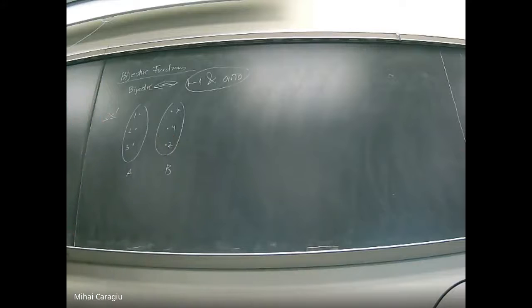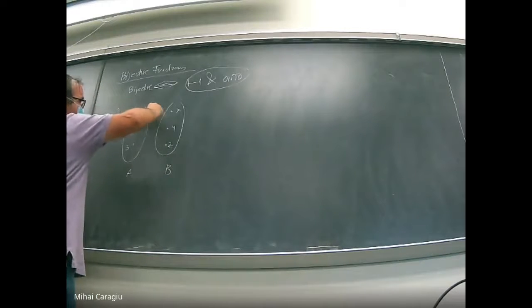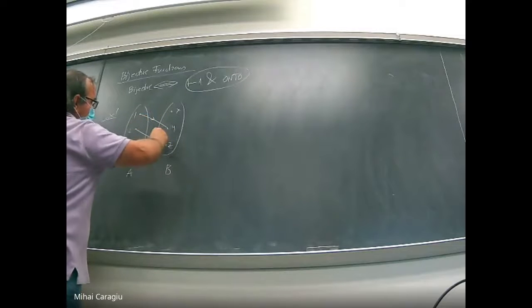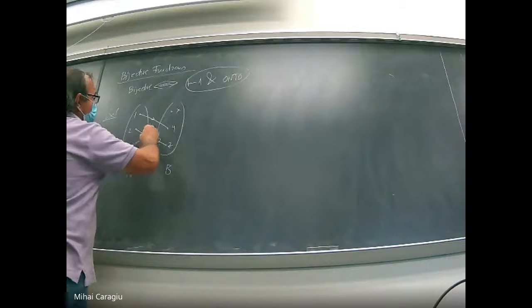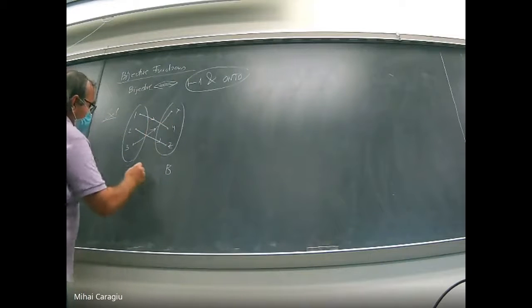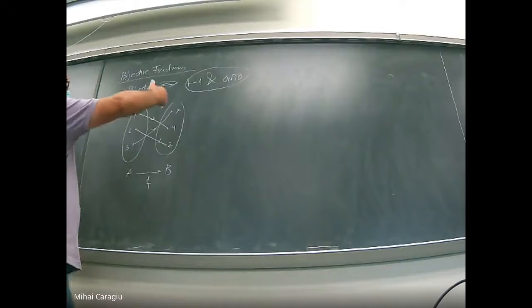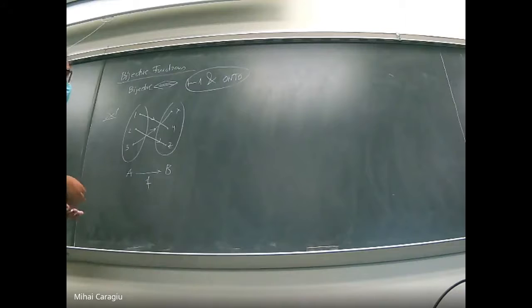Let's see, 1 goes to y, 2 goes to z, let's say, and 3 goes to x. This function from A to B is a bijective function because it's one-to-one, different arrows target different points, and onto, because everything in the codomain is taken.